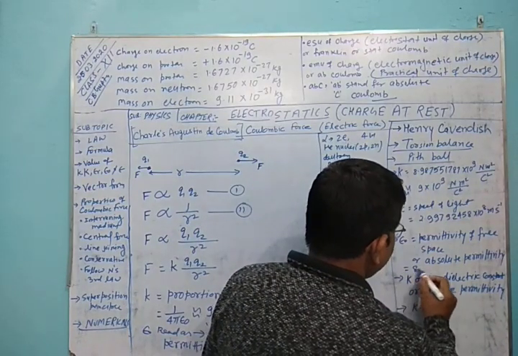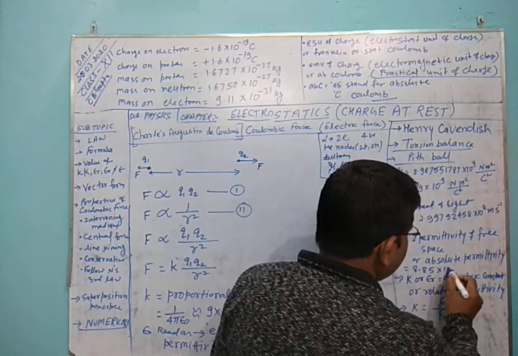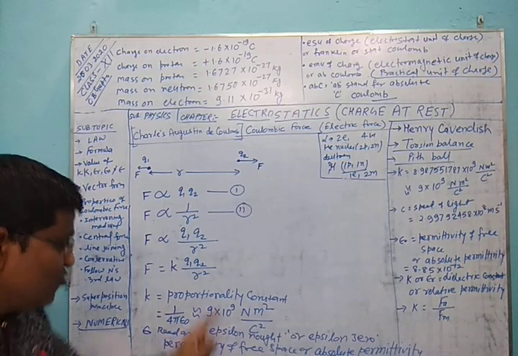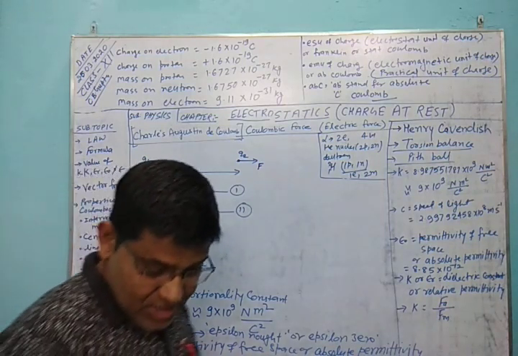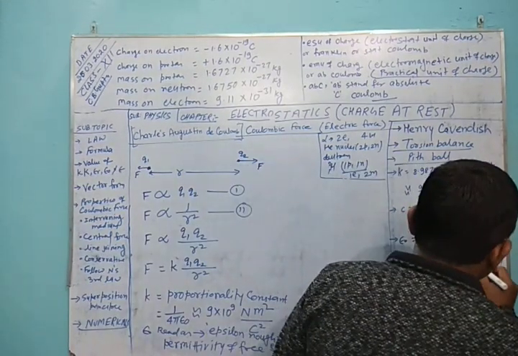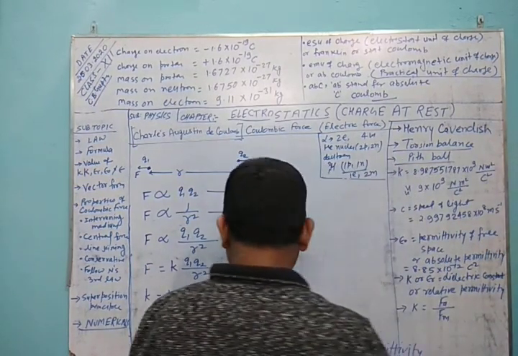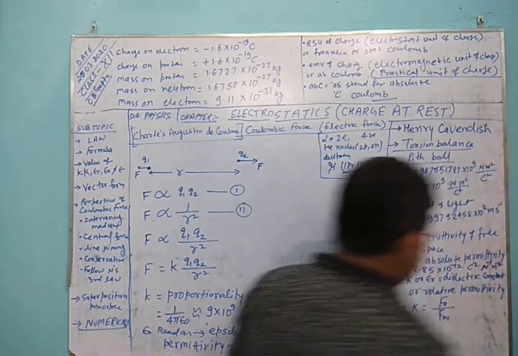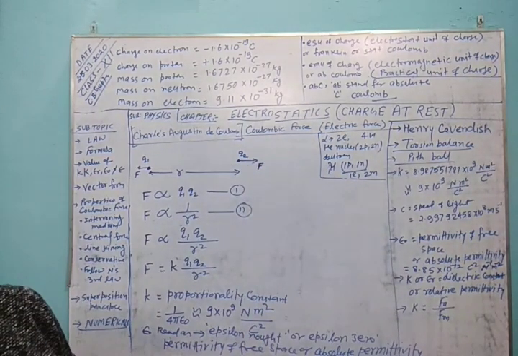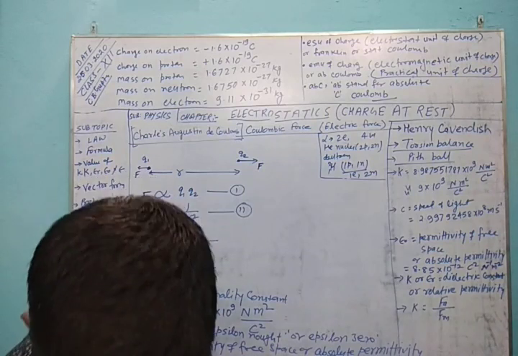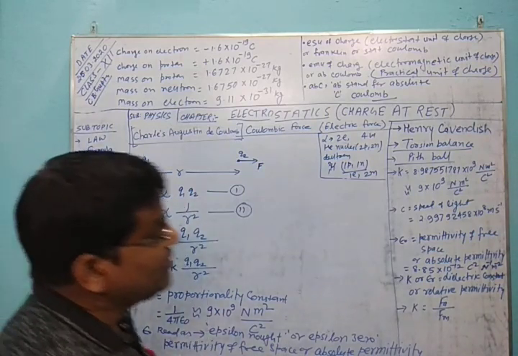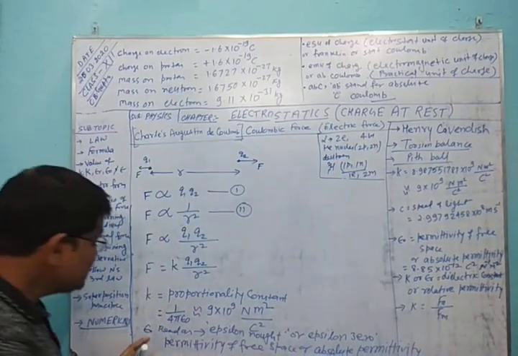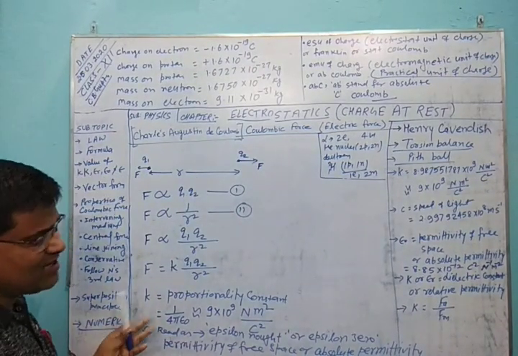The unit is Coulomb square by Newton meter square, that is, Coulomb square per Newton per meter square. 8.85 and Coulomb square per Newton per meter square. Okay? This is the proportionality constant, there is no confusion.